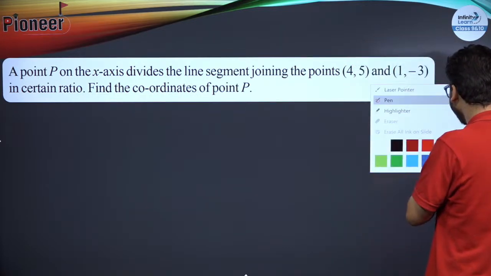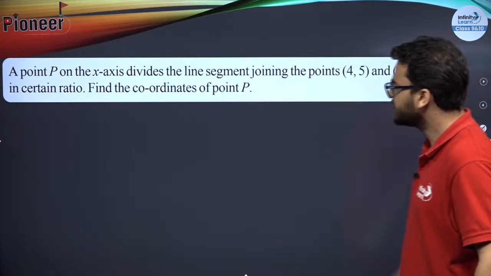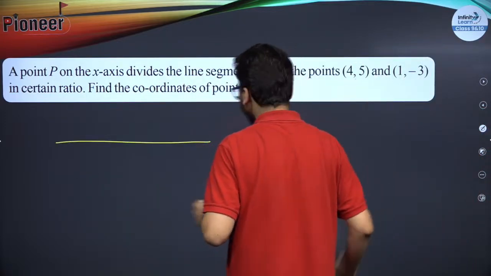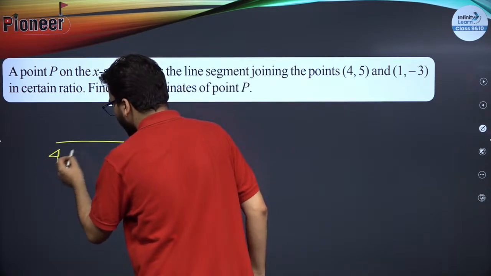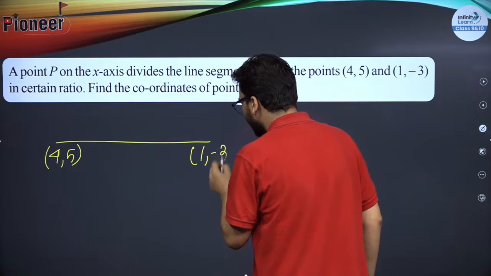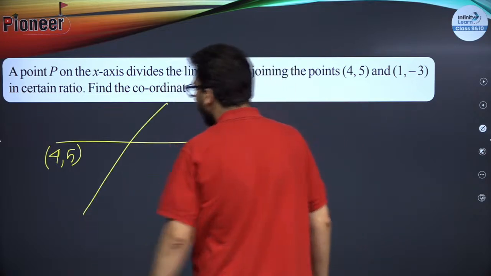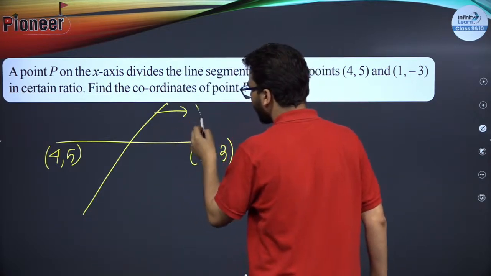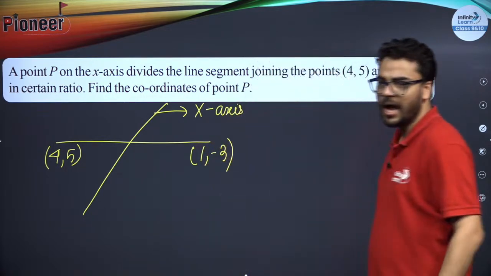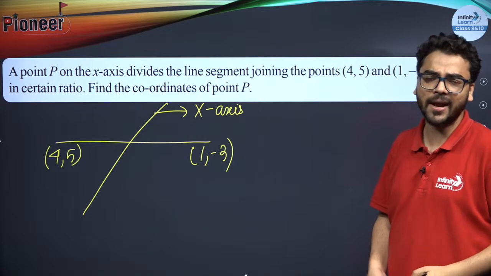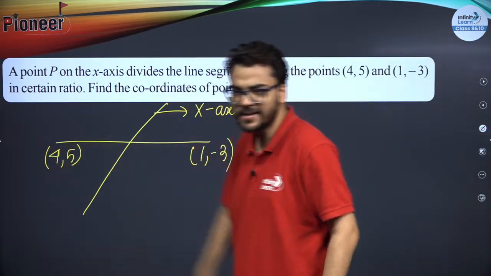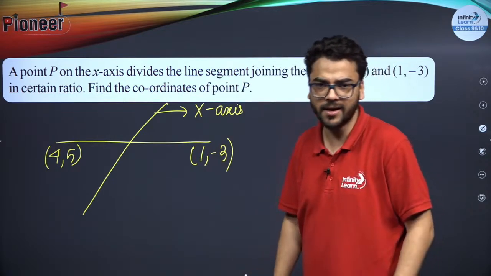So you have to understand from the situation itself that suppose there is a line segment joining the points 4, 5 and 1, minus 3. It is being divided by the x-axis. So it is somewhere over here, right? The x-axis is somewhere over here, correct? I don't know the orientation and I don't need the orientation of the x-axis with respect to this line segment. That is not being asked in the question, right?